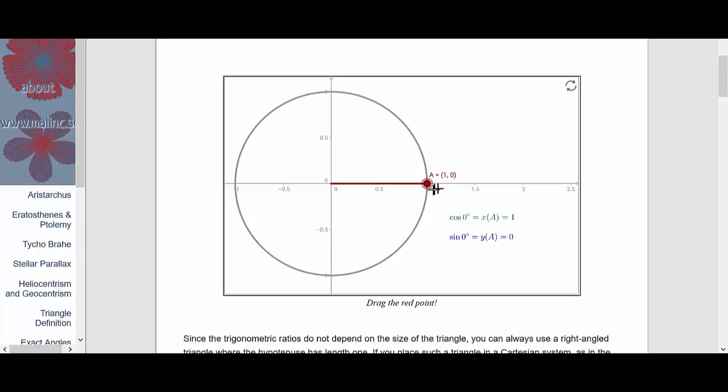If you have a unit circle, you have an infinite number of points on that circle. As I drag this around, that's the point (1, 0). If I drag it around, now I've got a point like (0.73, 0.68), and so forth. And you're forming a kind of triangle as you go through that.